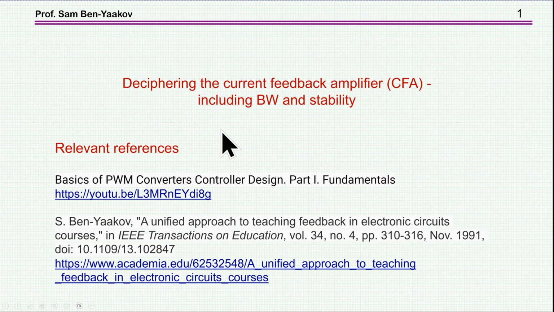Hi, I'm Ben-Yaakov. This presentation is entitled Deciphering the Current Feedback Amplifier, or CFA, including bandwidth and stability.